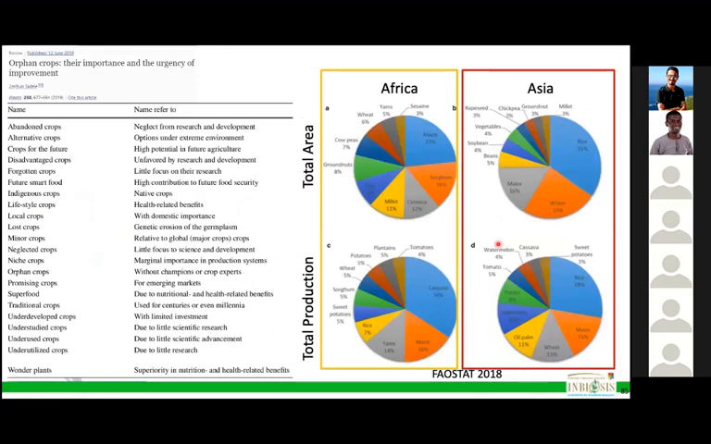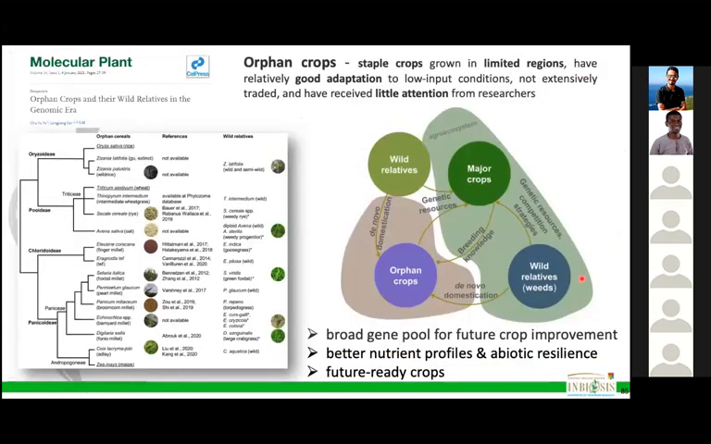And comparing Africa and Asia, we can see a big difference in the focus of the planted crops. For example, maize is the top area for planting in Africa, whereas rice is the most in Asia. Whereas for total production, cassava is ranked top in Africa compared to rice in Asia. This relates to the orphan crop, which has potential.